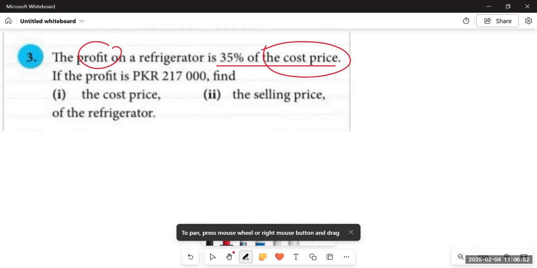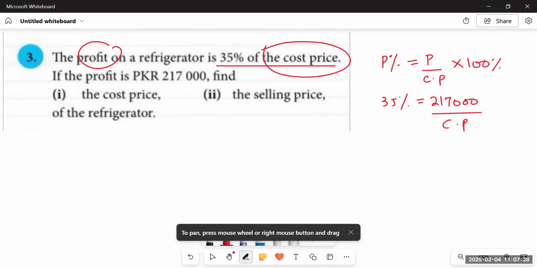So what are we going to do? We will use the formula: profit percentage is equal to profit upon cost price multiplied by 100%. To find the cost price out of the profit and profit percentage, we will use the same formula for these two questions, right? How are we going to do this question? Since we know what the percentage is, it is 35%. Profit is also given as 217,000. But we have to find out the cost price.